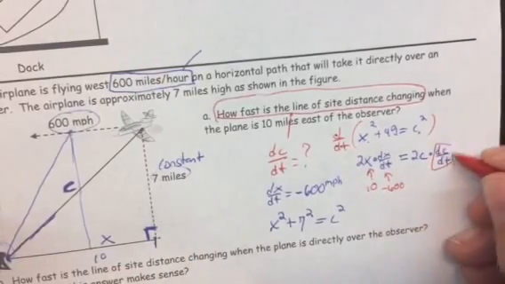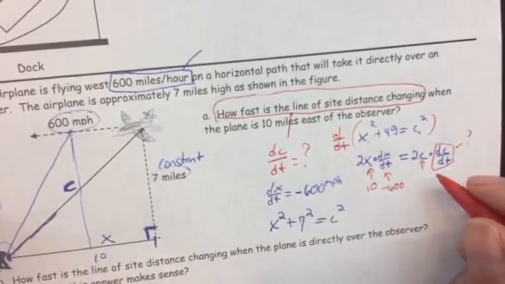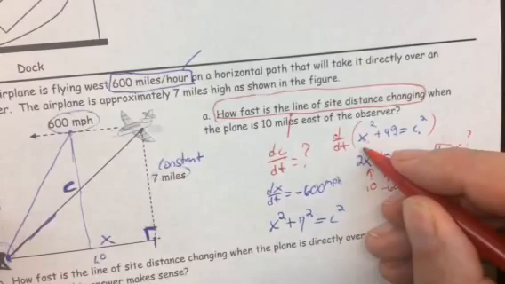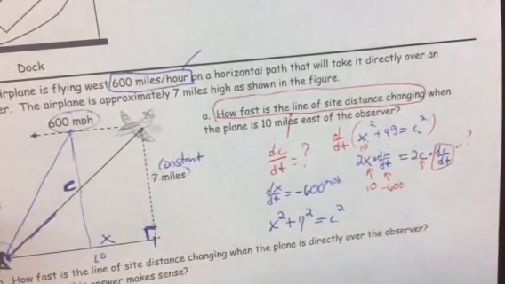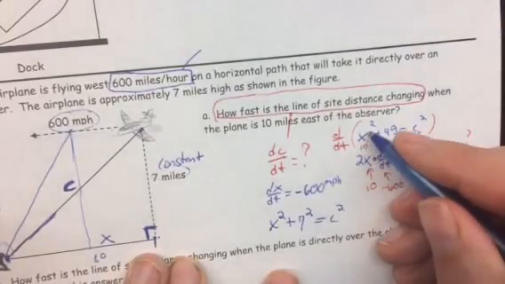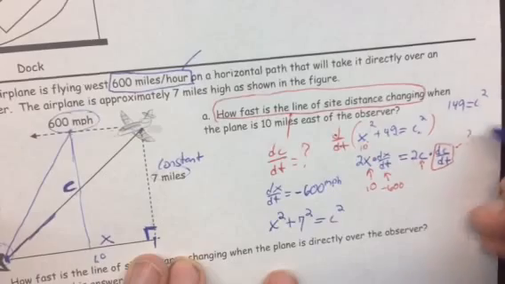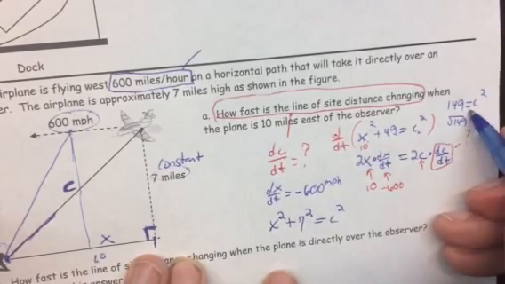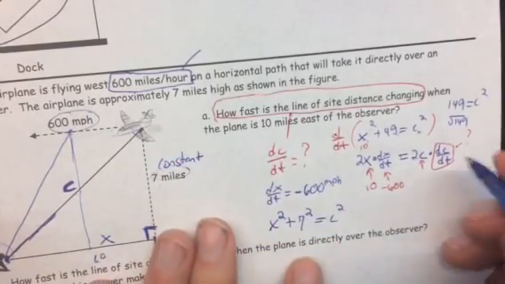Now I'm looking for dc/dt, so I can leave that blank, but I need to be able to plug in for c, and I don't have c. But they've given me x. x is 10, and so I can just plug in for x to find what c is. So 10 squared plus 49 equals c squared. 10 squared is 100. 100 plus 49 is 149. So c is the square root of 149. I don't need to do plus or minus here because you can't have a negative line of sight distance. It must be positive.